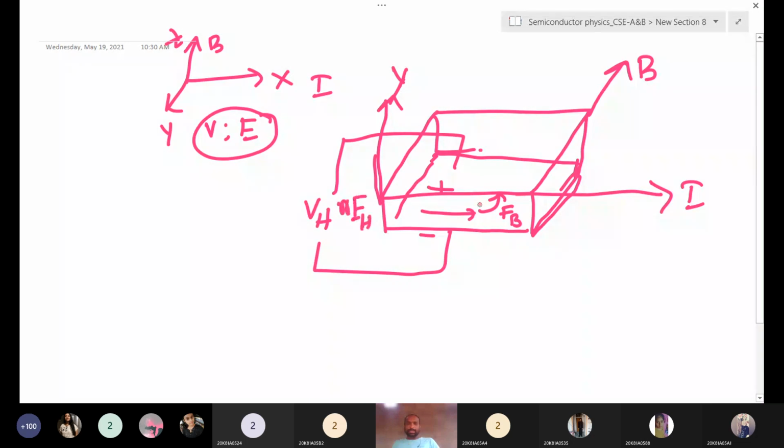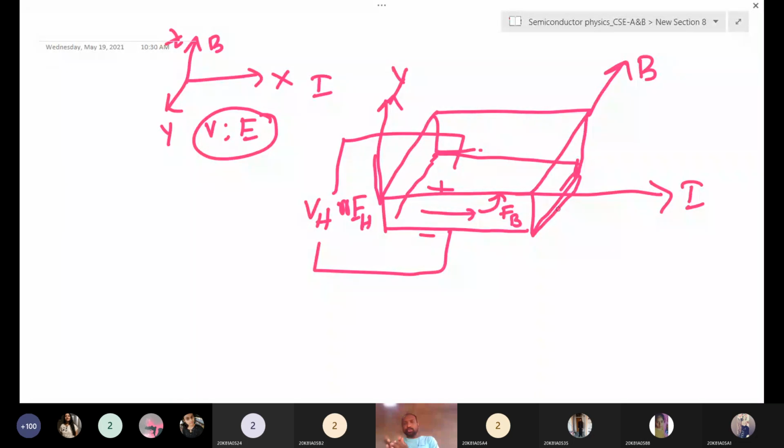This developed Hall voltage will prevent further depletion of the charge carriers from the original path. That is the Hall effect definition. Now we will see how much voltage is developing, how much electric field is developing.